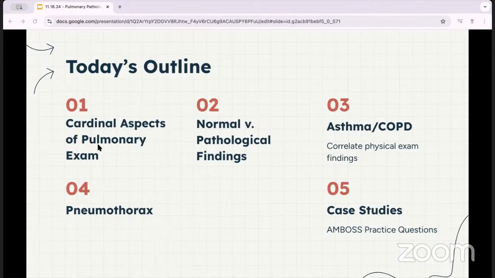So by the end of today's lecture, I really want you to be able to identify cardinal aspects of the pulmonary exam, just kind of understand the differences between normal and pathological findings, and then finally, just correlate these physical findings to specific disease processes. And in this example, we'll be just giving you a couple of examples that we learned in med school.